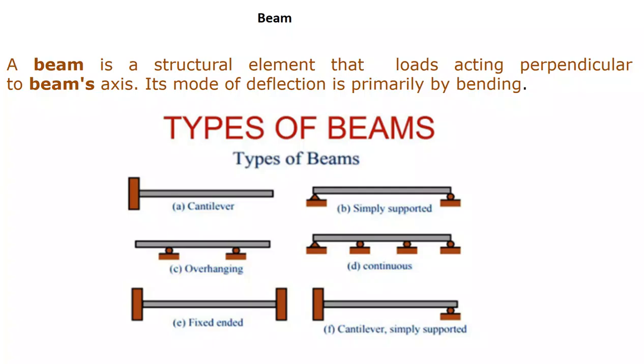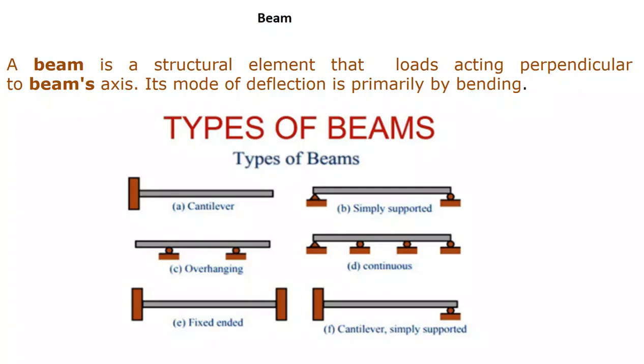One is the cantilever beam, another is the simply supported beam, then the overhanging beam, continuous beam, fixed-end beam, and cantilever with simply supported end. Based on the constraints, the beam is classified into different conditions. If one end has a fixed support, all the degrees of freedom are constrained, and the other end is free, then it is called a cantilever beam.